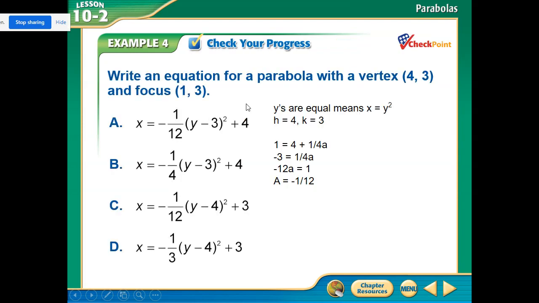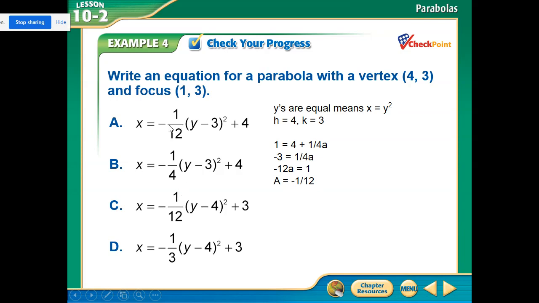All right, so doing the same thing here. The 3 and 3 are equal, so that means it's an x equals y squared. H is 4 and k is 3. So now I'm going to use that value. We're using the x value from our focus, so it's 1 equals 4 plus 1 over 4a. Move the 4 over, it's -3. Multiply both sides by 4a, so -12a equals 1, and a equals -1/12.